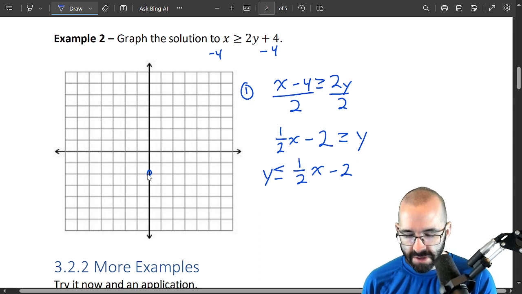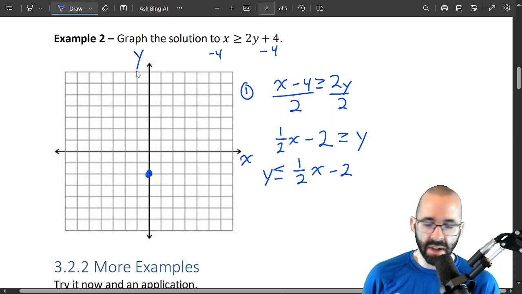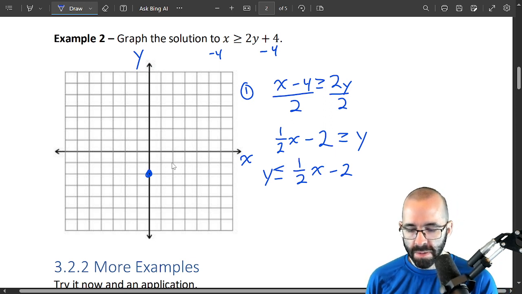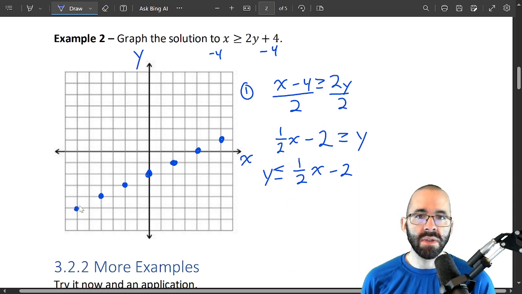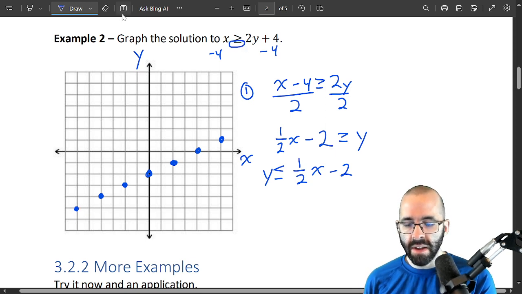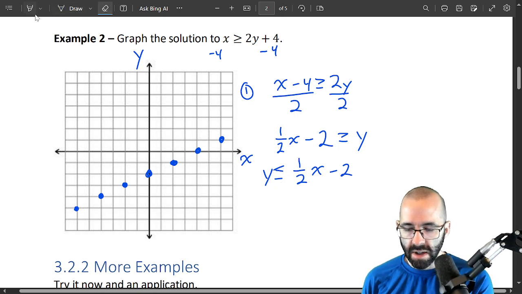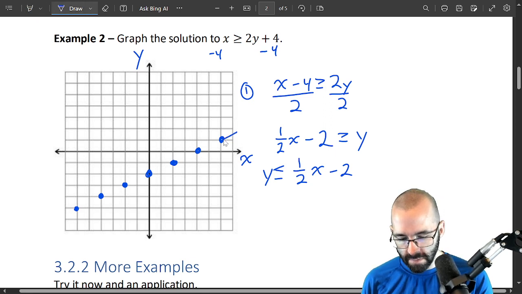The y-intercept is -2. Again, this is our x-axis, this is our y-axis. It's good to label those. And our slope is 1/2, which means we go up 1, right 2. Up 1, right 2. Down 1, left 2. Down 1, left 2, and so on. Do we use a solid line or a dashed line? Well, it's greater than or equal to. And actually, really, I should say it's less than or equal to. So we're going to use a solid line.